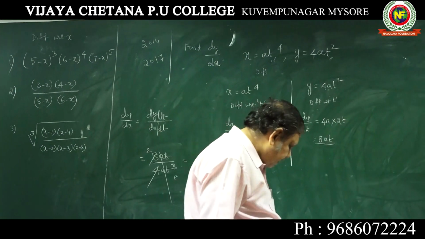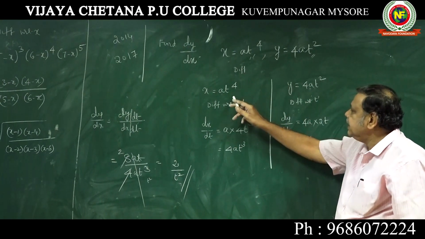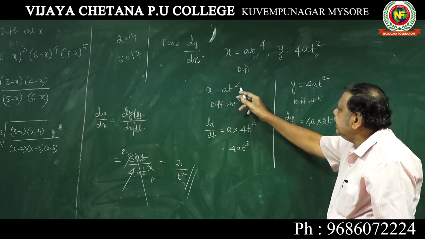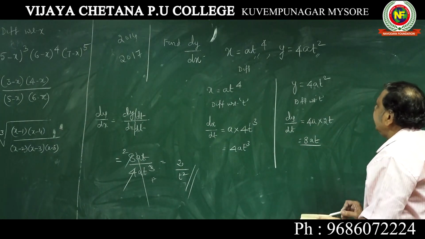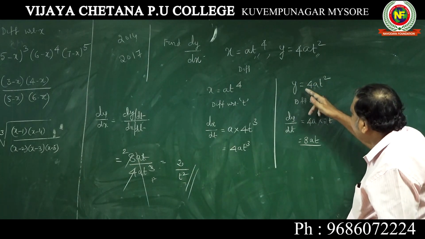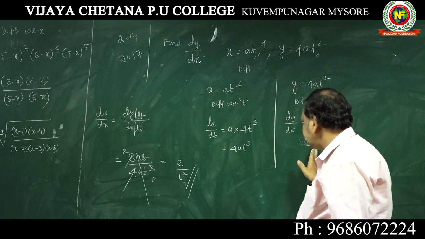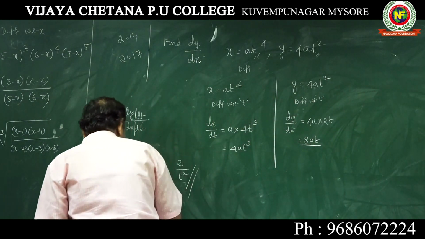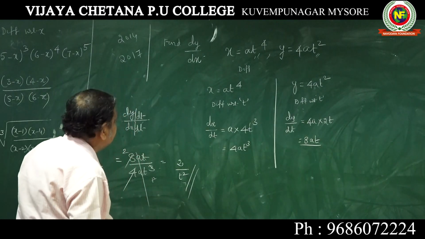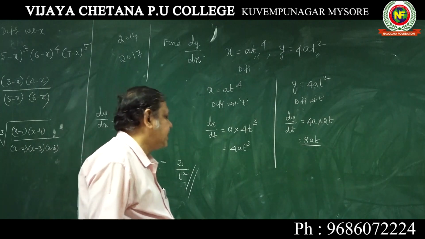Now I will explain again. x equal to a t to the power of 4. x differentiate with respect to t, a into 4t cube, 4at cube, and here t is the parameter. dy by dt is equal to 4a into 2t, 8at. Now this 8at divided by 4at cube, t square is there, a cancels, answer is 2 by t square. Very important sum for examination.